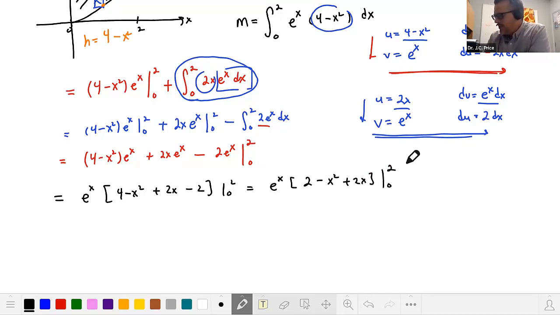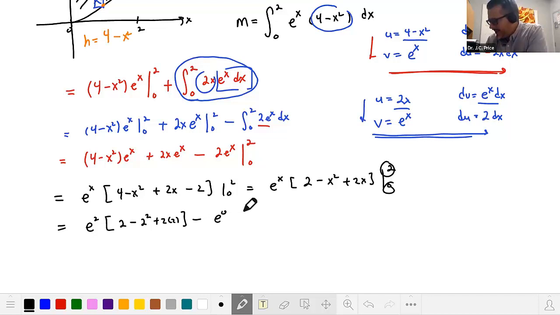And so now I guess I'll just plug in. And so I'll plug in my 2. And so I get e squared, and then times 2 minus 2 squared plus 2 times 2. And then minus, plug in your 0, so e to the 0, and then 2 minus 0 squared plus 2 times 0.